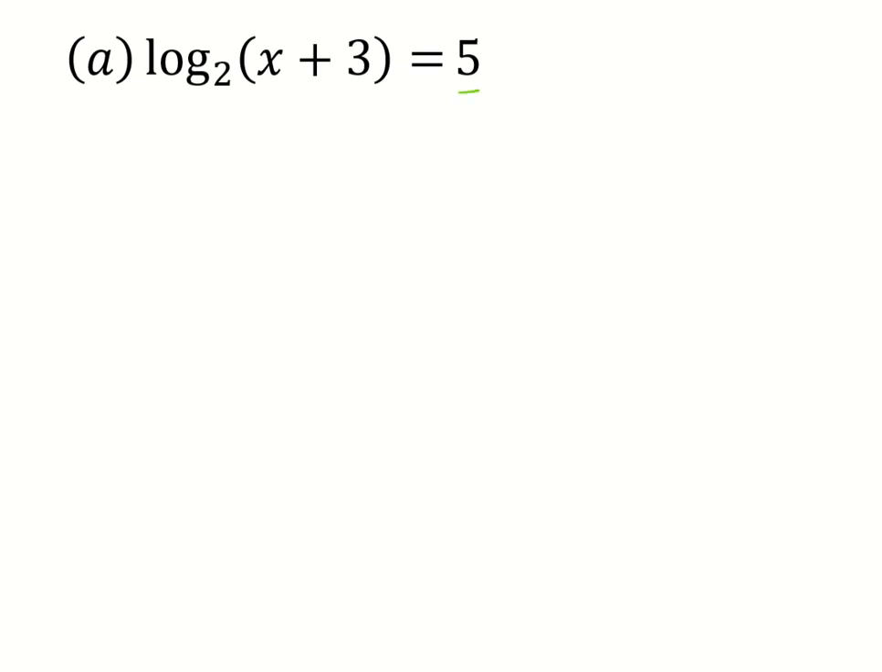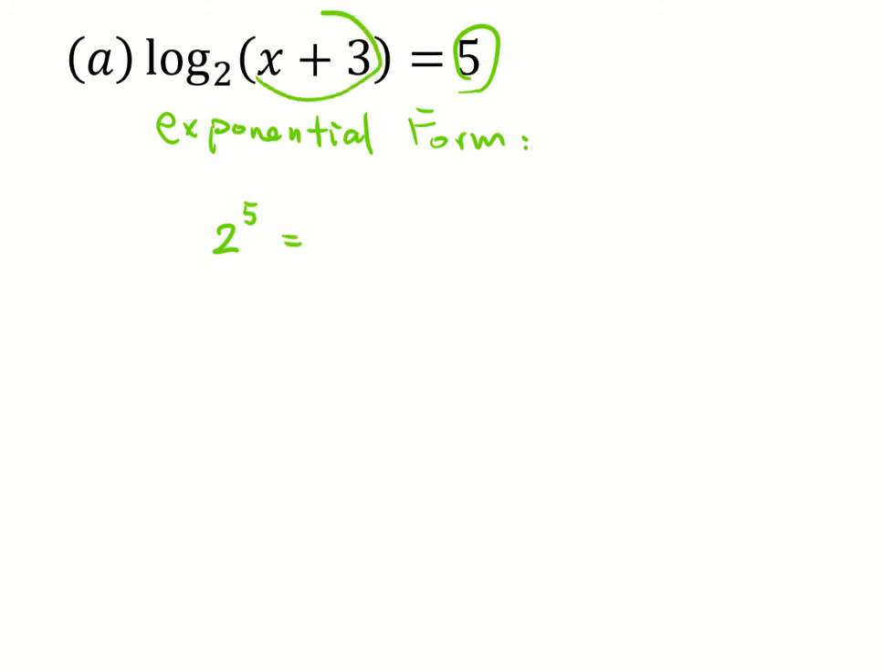So the exponential form of this logarithmic equation is, first let's find the base. The base is 2. Then the exponent. The exponent is the answer of the log, right, which is 5. So 2 to the power of 5 equals what's left, the argument, x plus 3.